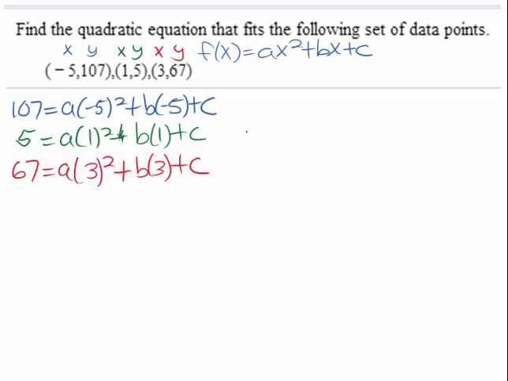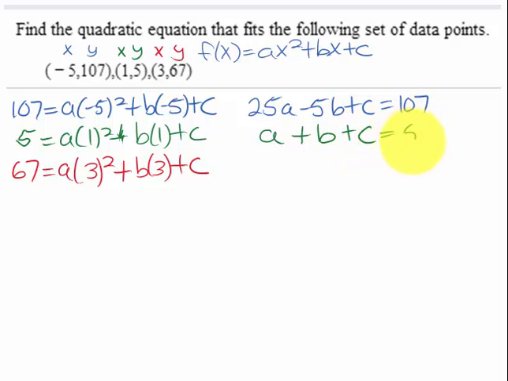Now what we have here is a system of three equations and three unknowns. So this is a throwback to when we learned systems of equations. This will actually be an excellent review for the final. There's usually always a 3x3 system on the final. So we're going to rewrite these more like we're used to seeing. It's going to be 25a minus 5b plus c equals 107. And then the next one is a plus b plus c equals 5. And the last one's going to be 9a plus 3b plus c equals 67.